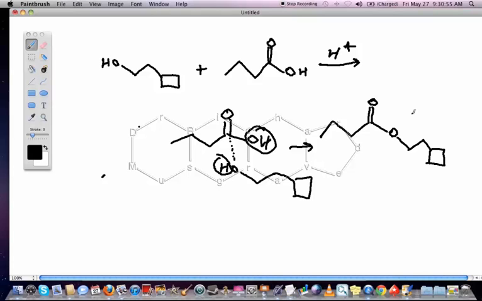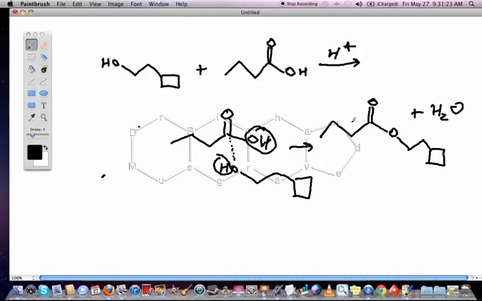Alright, and there's our final product with water coming off as well. This bond here that I've got in the dotted line is this one right here that I'm circling. So we're getting a new bond, and you'll notice we lost the hydrogen from the oxygen on the alcohol, and we lost the OH off the C double bond O. And that's the best way of knowing what's going on with the pattern.